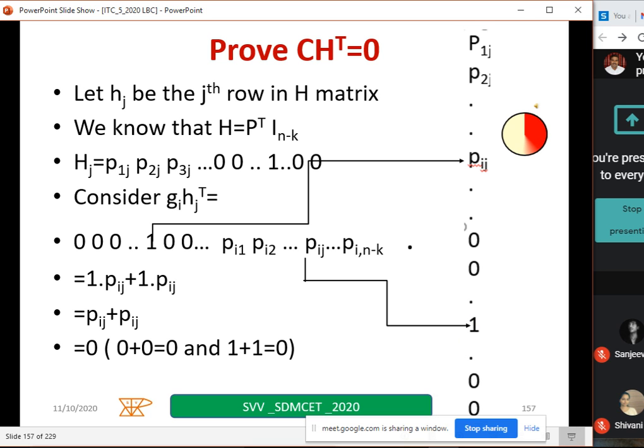I'll wait for another 30 seconds. Copy down, understand. It's very easy to understand, because 0 into something will be 0, 1 into something will be 1. Something plus something will always be 0, whether it's 0, 0 or 1, 1, it should be a 0. Hence, when I do GI HJ transpose, I'll get 0.